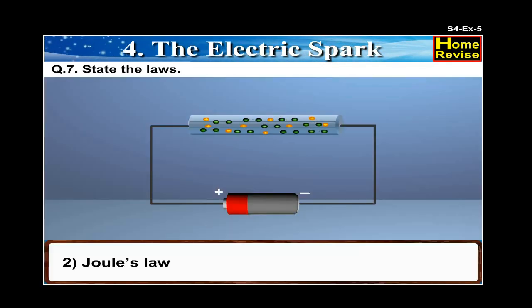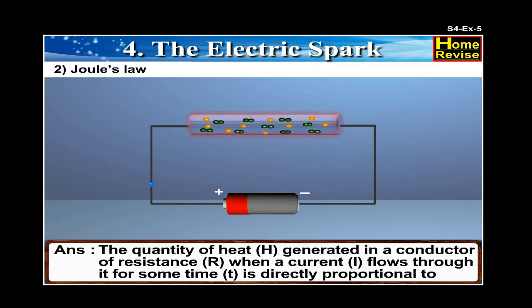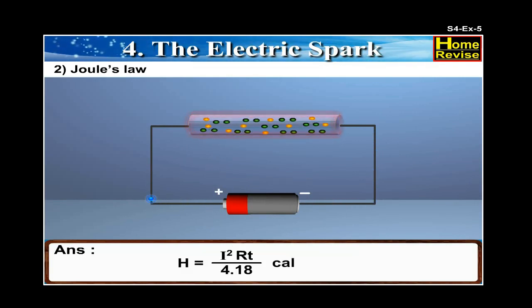Second, Joule's law. Answer. The quantity of heat H generated in a conductor of resistance R when a current I flows through it for some time T is directly proportional to, first, the square of the current, second, the resistance of the conductor, and third, the time for which the current flows. H is equal to I square RT upon 4.18 calories.